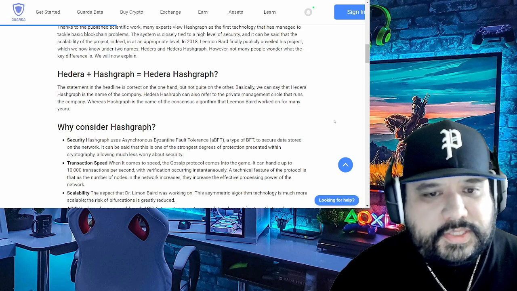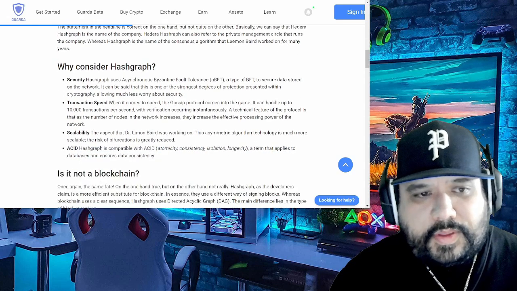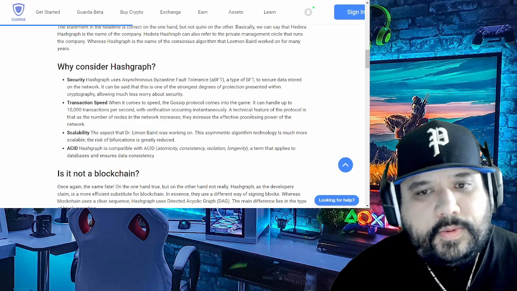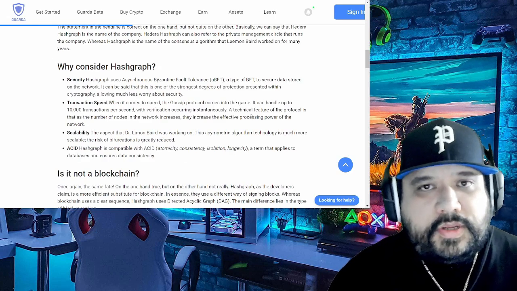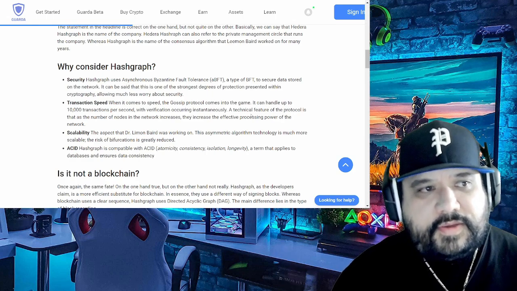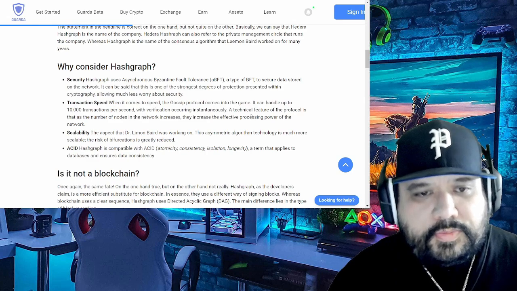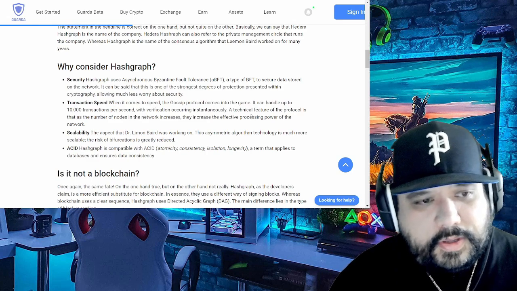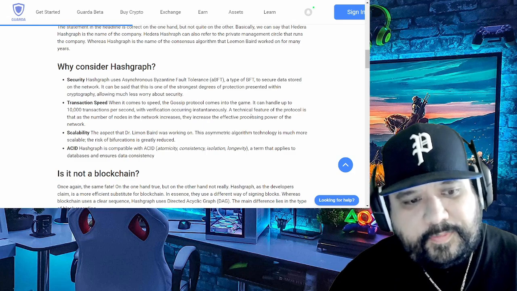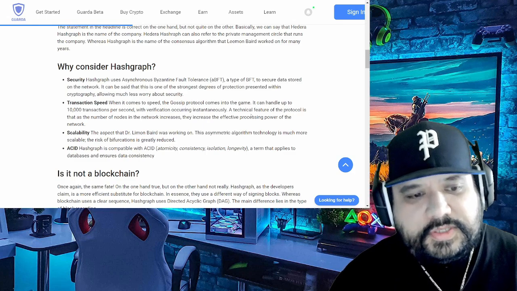All right, look, let's get into this. So, why should we consider Hashgraph? That's the bottom line, right? Of course, I'm not trying to sell you on anything, but I love being able to provide these deep dives for you guys because I think, if anything, you do appreciate it. At least most of you guys. Some people don't. Anyway, why consider Hashgraph? Well: security, transaction speed, scalability, and ACID.